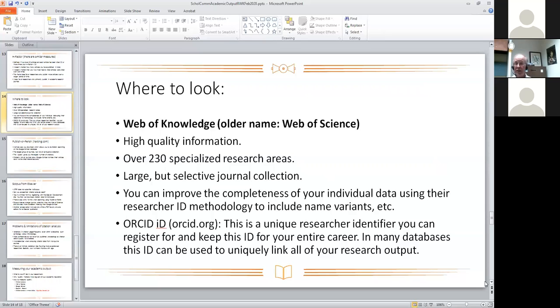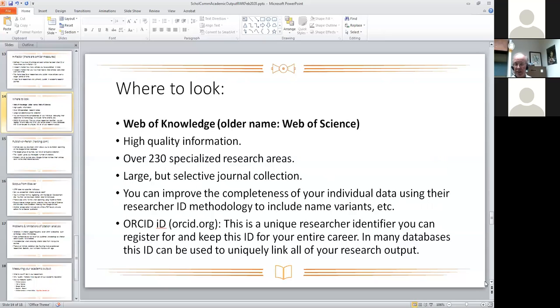Now, one issue you can run into, and a number of UTEP authors may have run into this, is that you have to be sure to have all your name variants. Whether you're searching here, or Google Scholar, or in Elsevier Scopus, you have to be sure to get your name variants down if you've published under different names, okay? Now, in Web of Science, you can improve the completeness of your data using their researcher ID methodology to include your name variants, and you can pull together all your articles out of their database, okay?